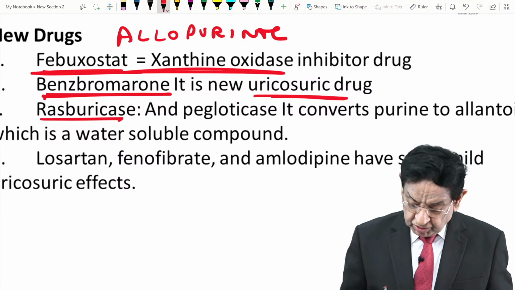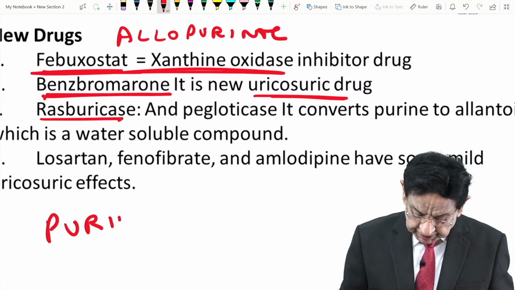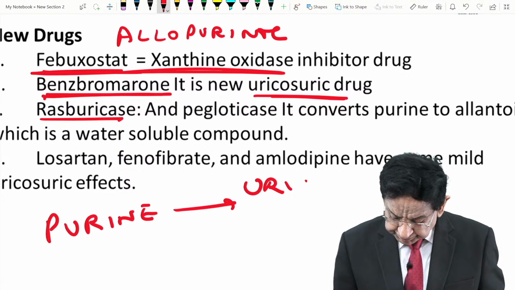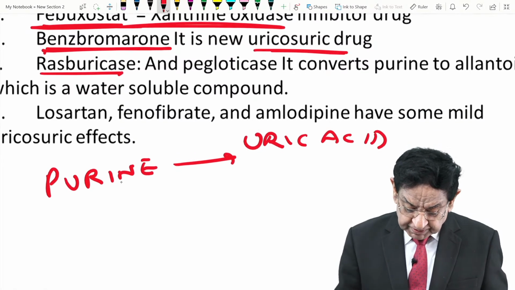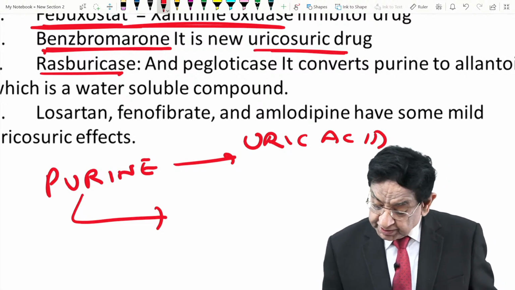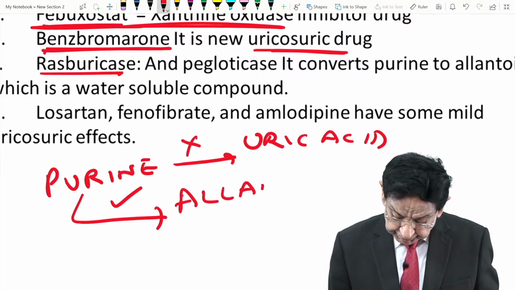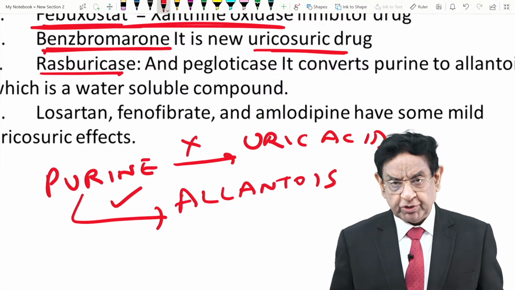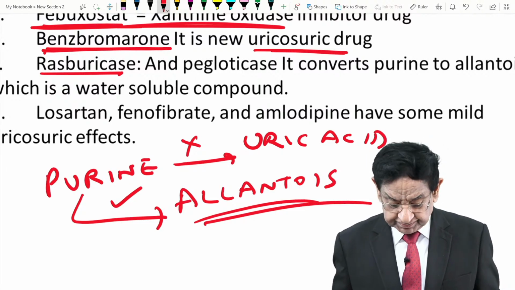Rasburicase. Normally, as I told you, gout is a disorder of purine metabolism. Normally purine is converted into uric acid. Now rasburicase will convert purine into allantoin, which is a water-soluble molecule, and it goes out of the body.